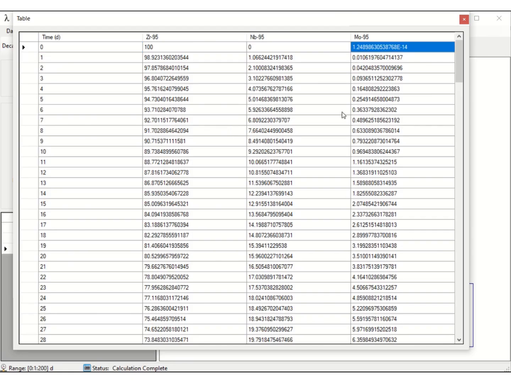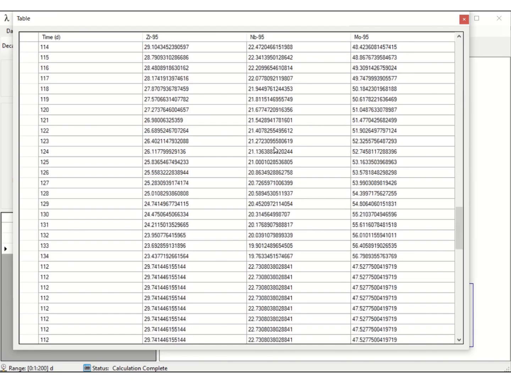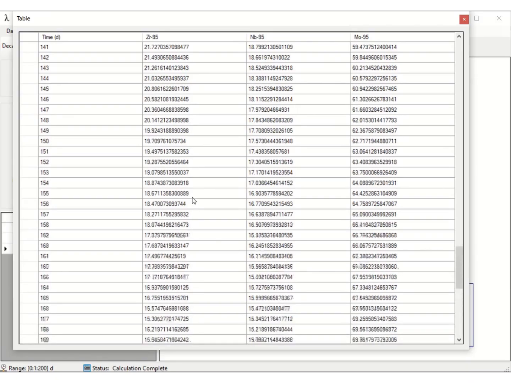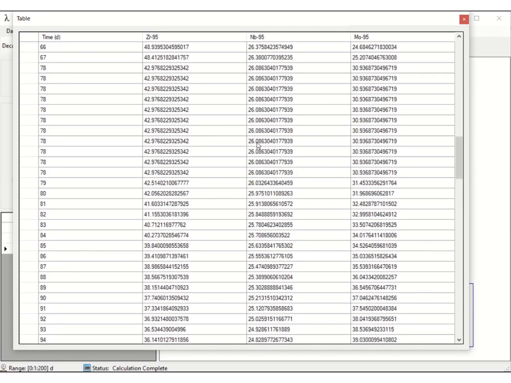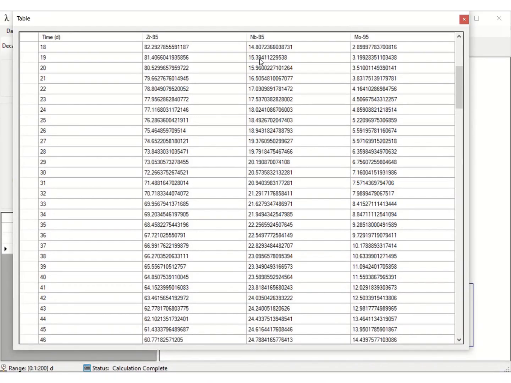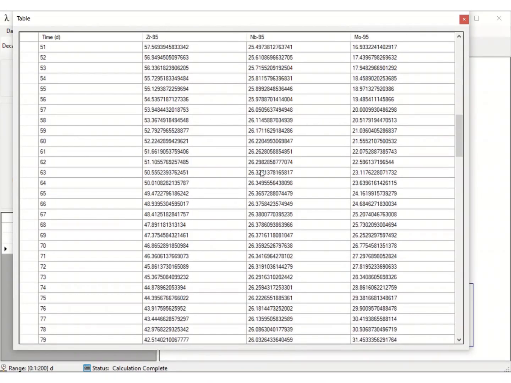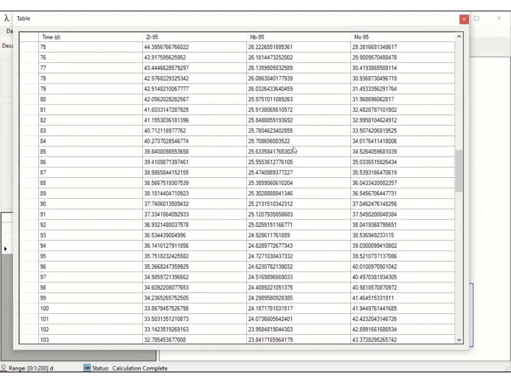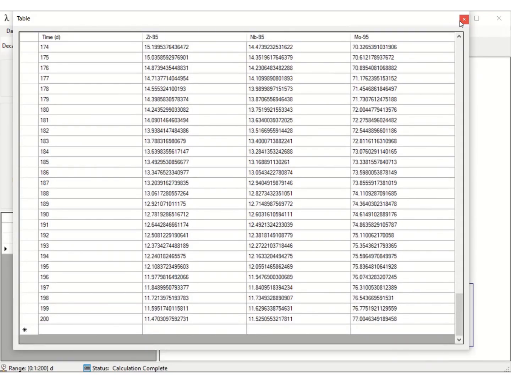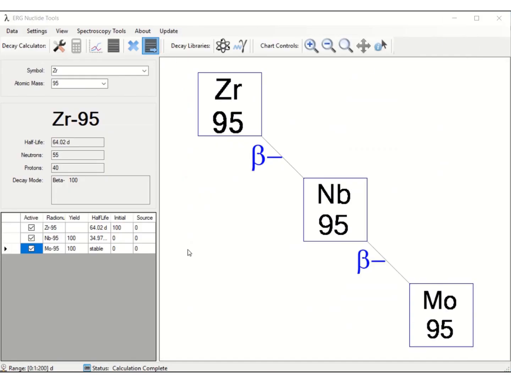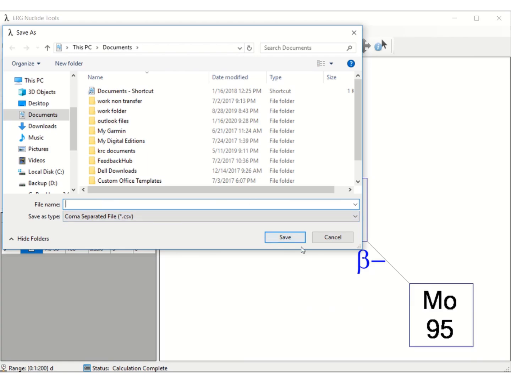Obviously, this value should be 0, but we go through and we can see that zirconium does nothing but decrease. Niobium goes up, reaches a maximum, then starts decreasing, and molybdenum just increases. It does not decay. And just like the other program, we can export the data. I can export it as a CSV file.